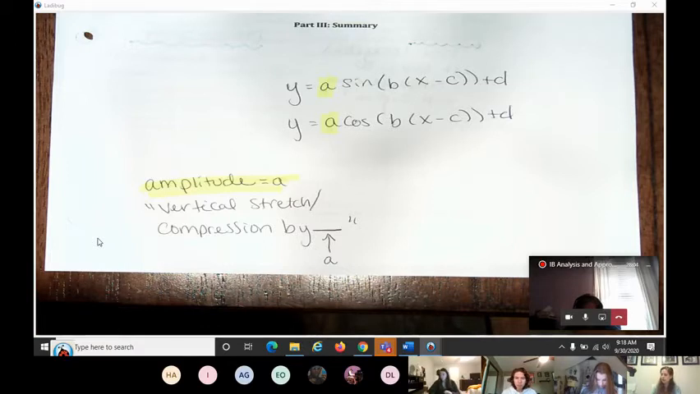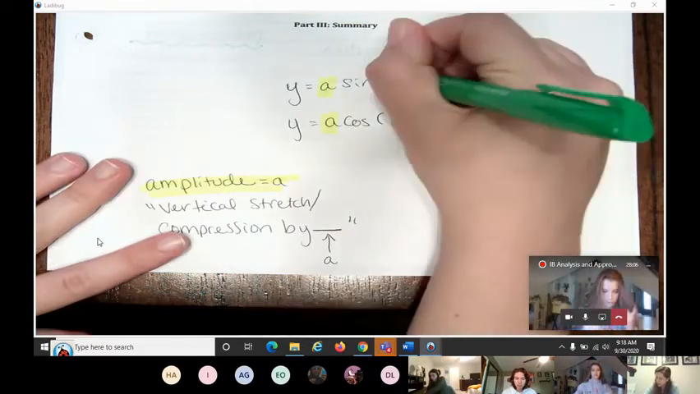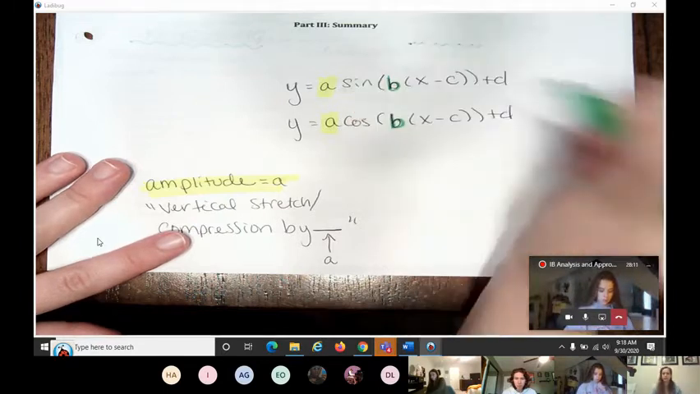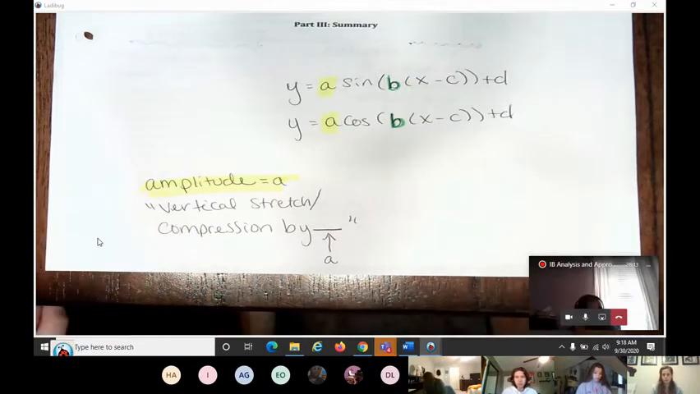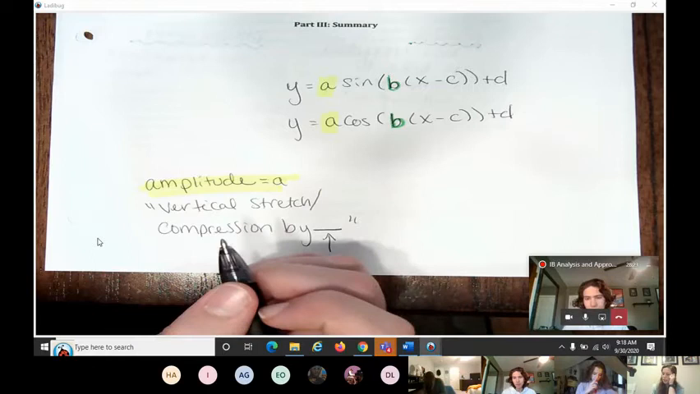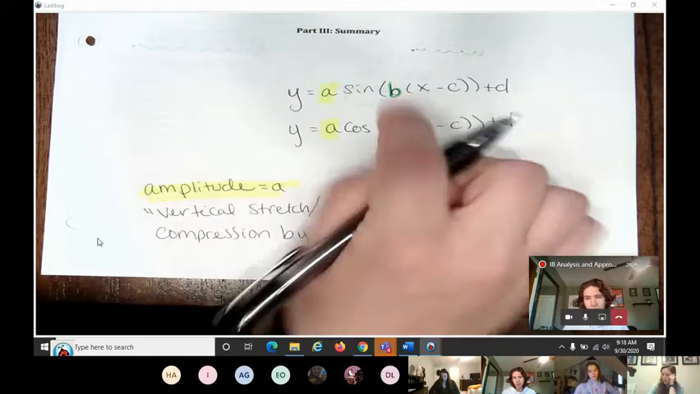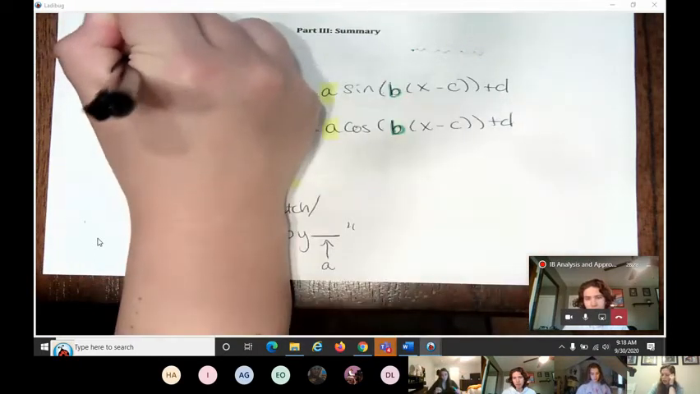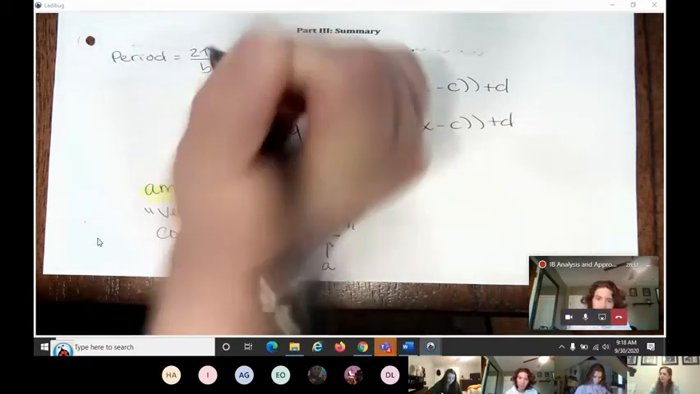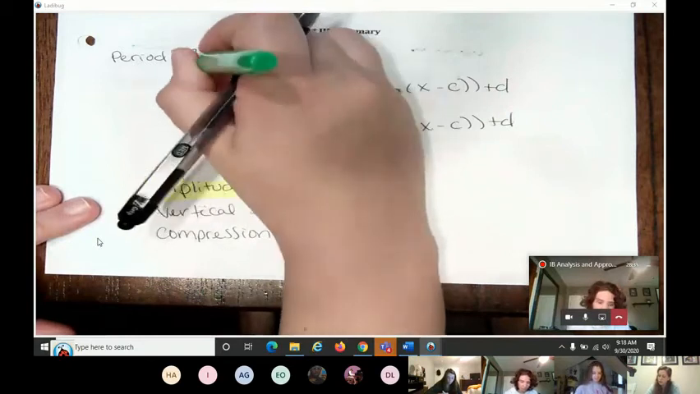Okay, the next thing I want to talk about is this variable b. What do you guys think happened? What did b do? I think it alters the frequency. Yeah, kind of like how often it goes through a period, right? Yeah. So the relationship between this and our period is going to be that our period is equal to 2 pi over that b value. Okay, so that's the relationship there.